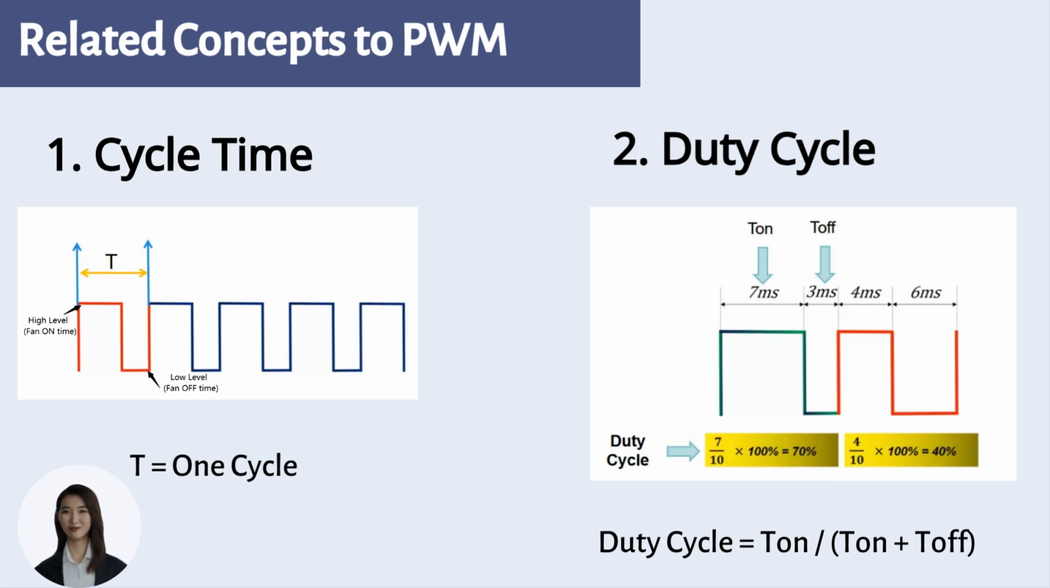Now, we are going to the most important concept, duty cycle, which is the ratio of the time the PWM signal remains at high level, on time, against one cycle time, i.e., the percentage of the time the PWM signal remains at high level. For example, regarding the first cycle in green color, the PWM signal remains at high level, on time, for 7 milliseconds and low level, off time, for 3 milliseconds, so the duty cycle is 70%. In the same way, we can get the duty cycle for the red waveform, 40%.